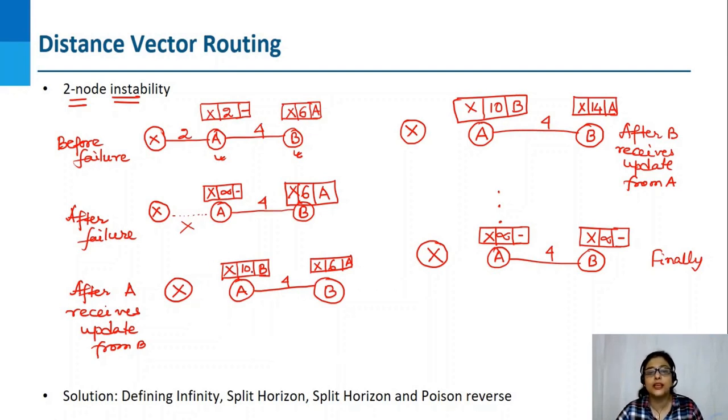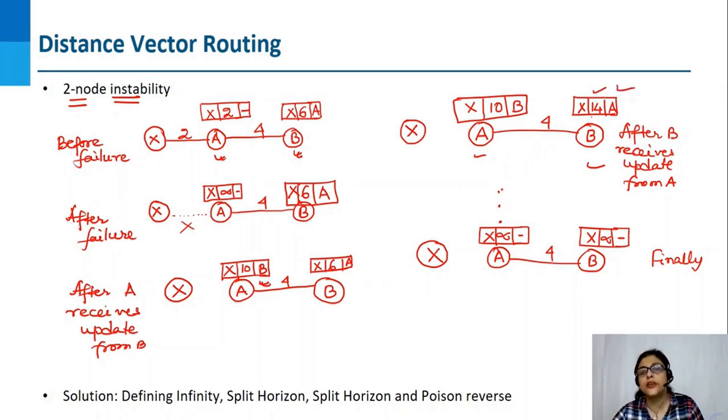So it updates its table with 6 plus 4 equal to 10, and the next hop will be B. Now look at this. Now B receives the updates from A. B is fooled because B now thinks that in order to reach X, it has to go via A, and it updates its routing table with an increased cost, because 10 plus 4 becomes 14 here. And the next node is A.